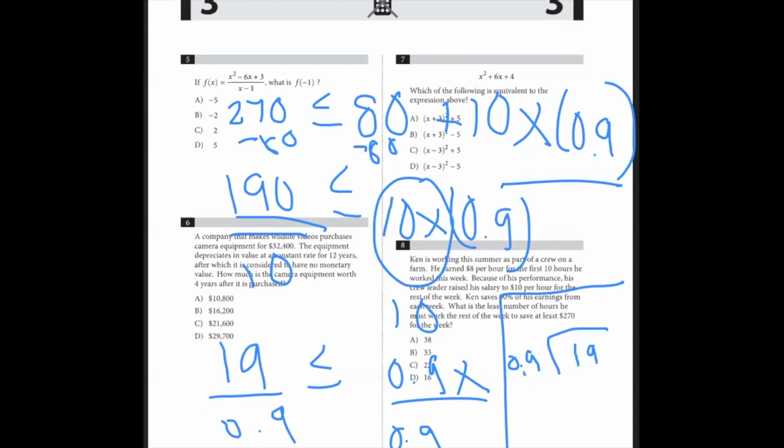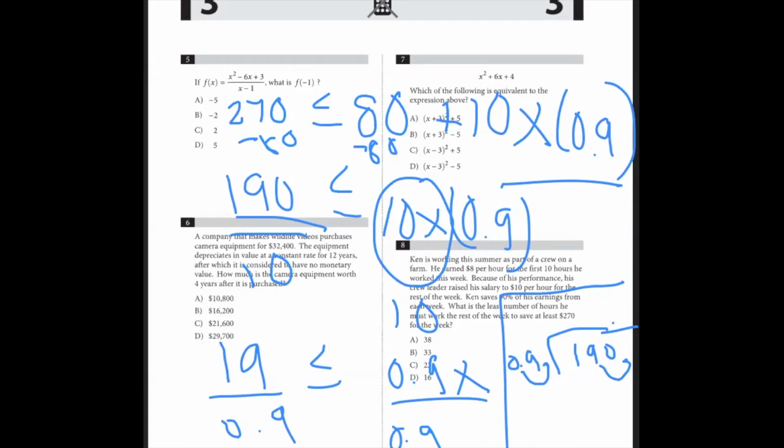So you move this over, you get 190. Remember to have the point up there. So when you do this, you're practically solving for x. Whatever you get over here, x has to be less than, or the number there has to be greater than or equal to that.